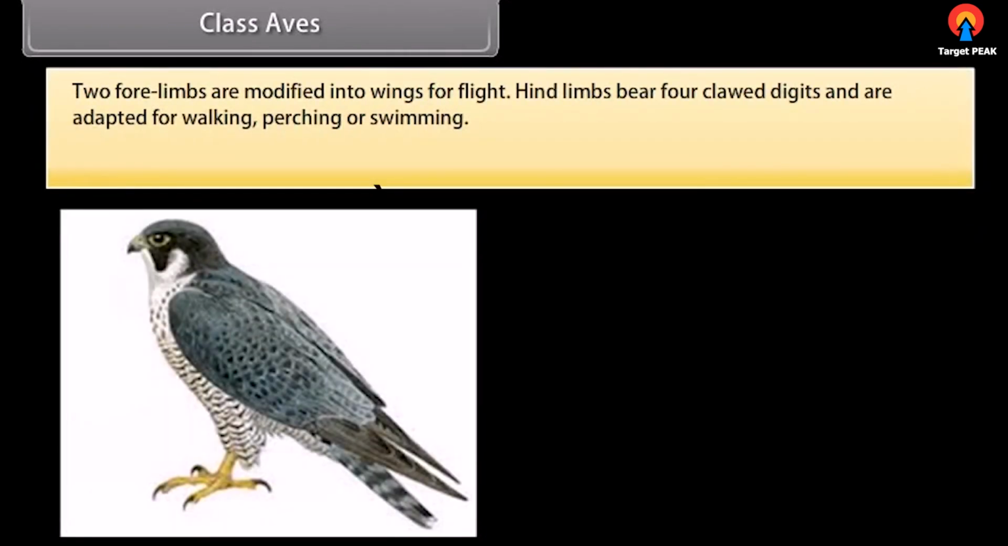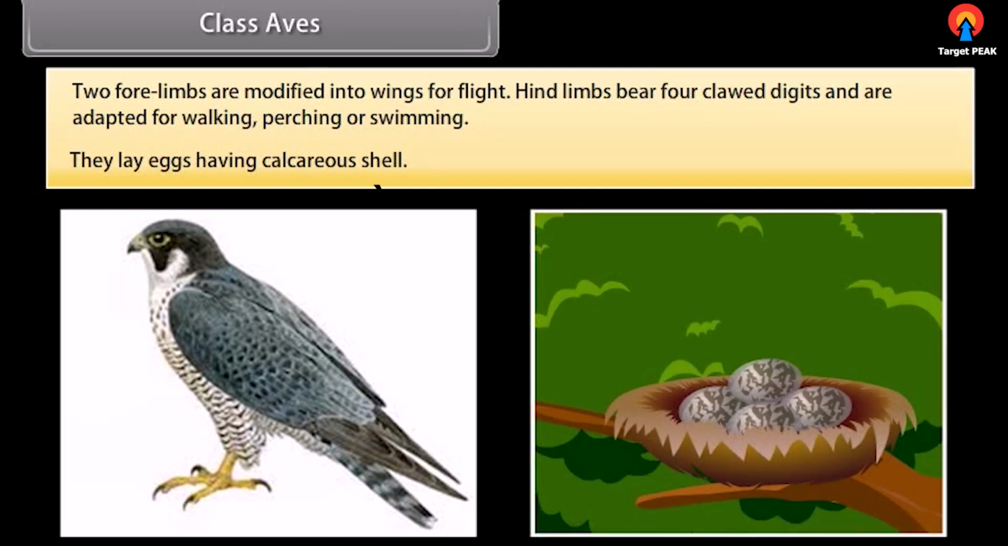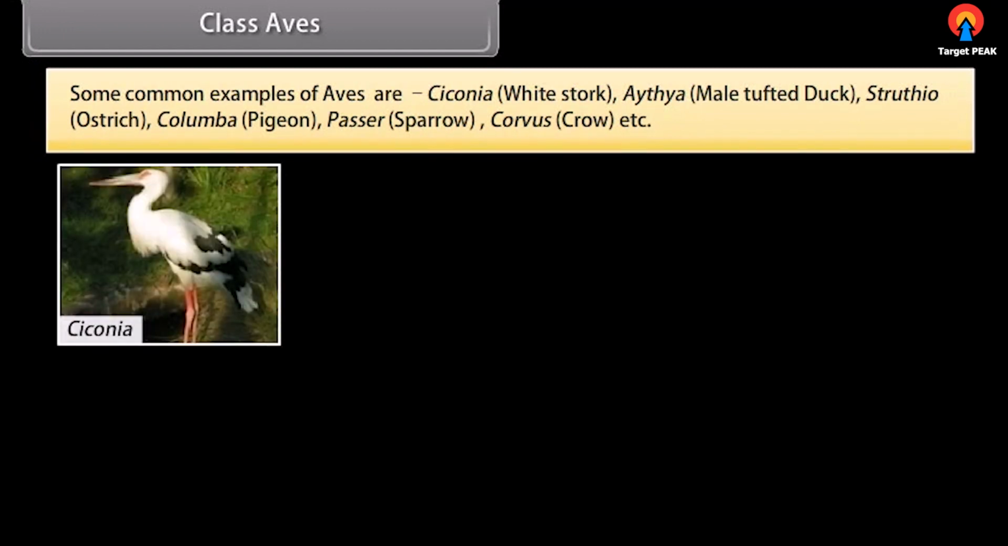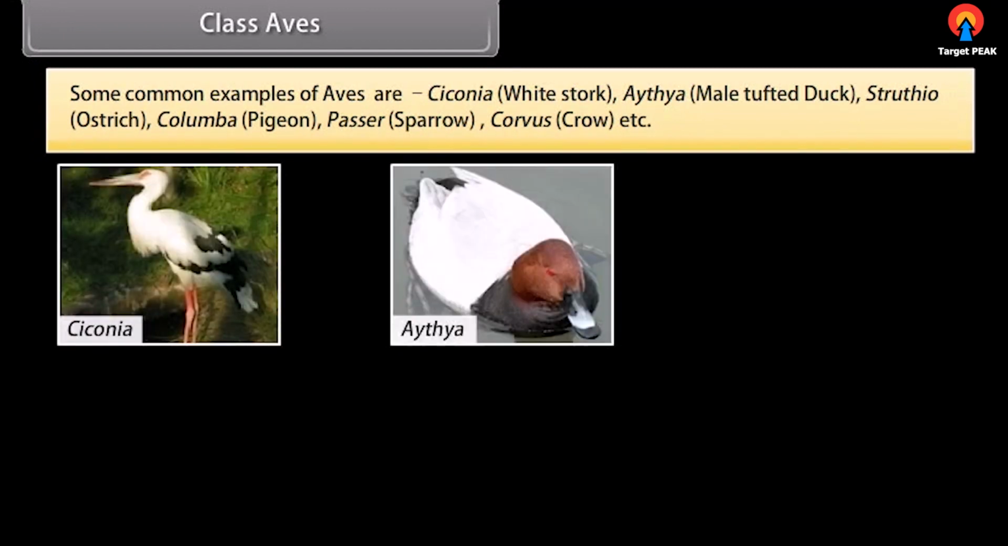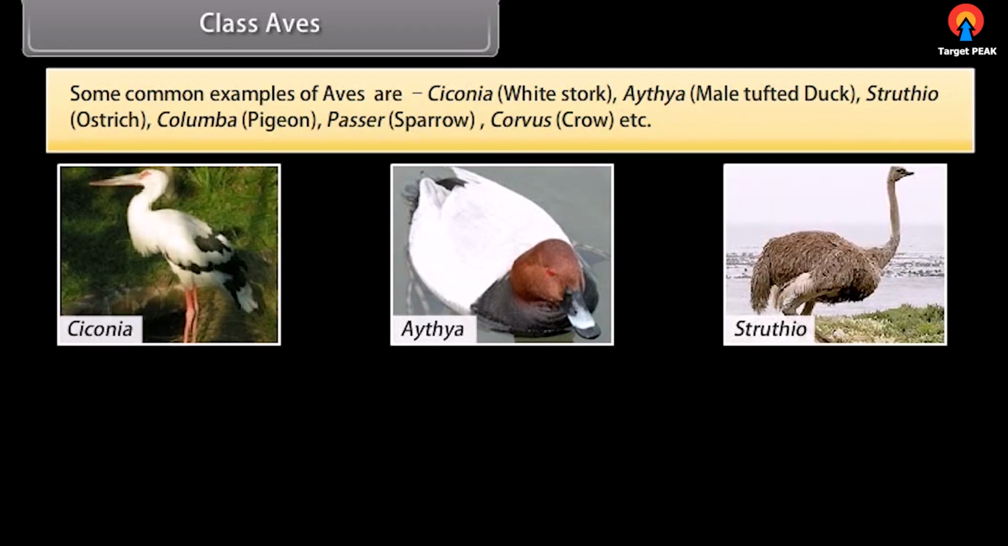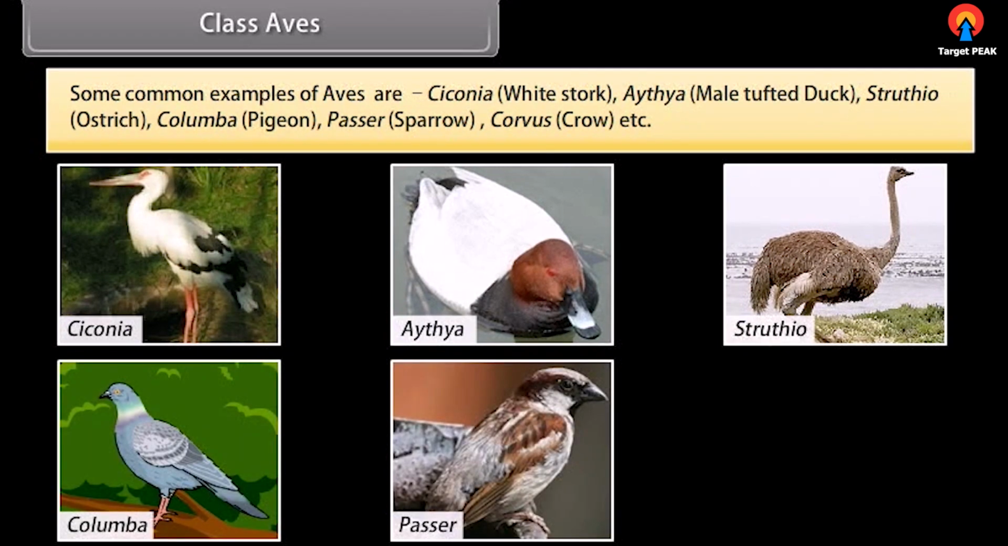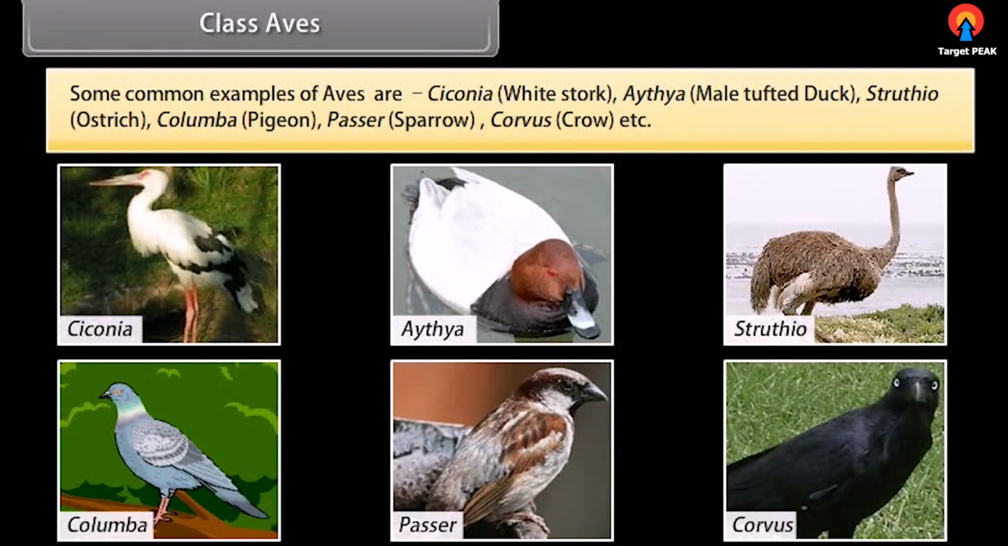Two forelimbs are modified into wings for flight. Hind limbs bear four clawed digits and are adapted for walking, perching, or swimming. They lay eggs having a calcareous shell. Some common examples of Aves are Ciconia, white stork, Aythya, male tufted duck, Struthio, ostrich, Columba, pigeon, Passer, sparrow, Corvus, crow, etc.